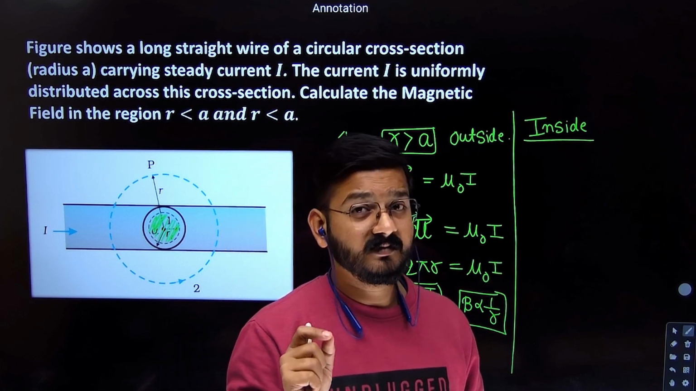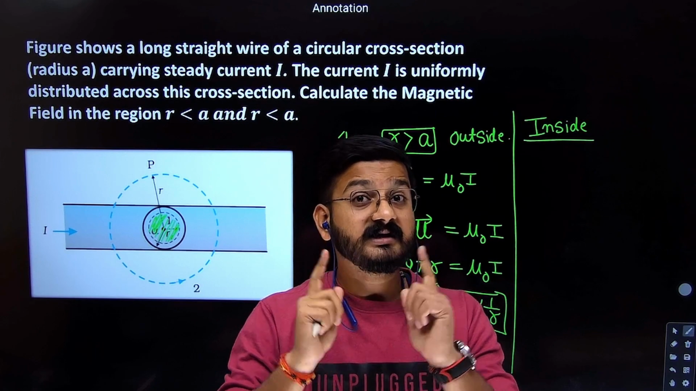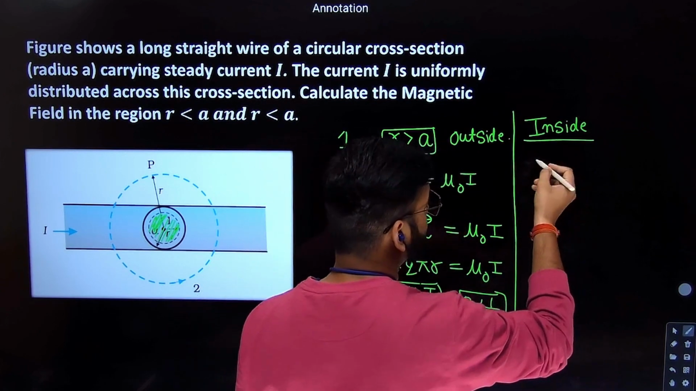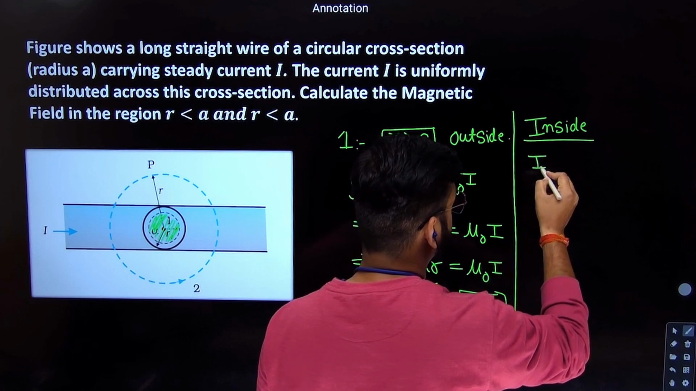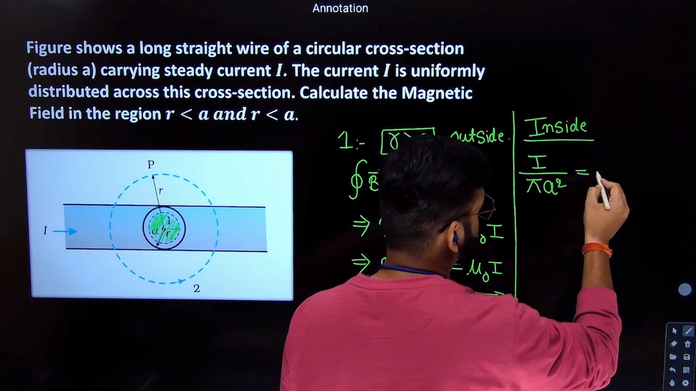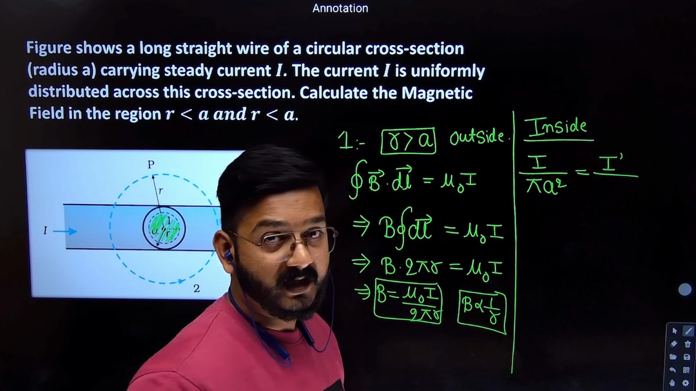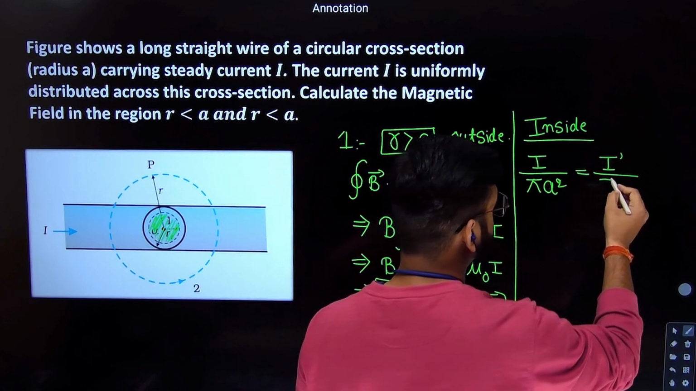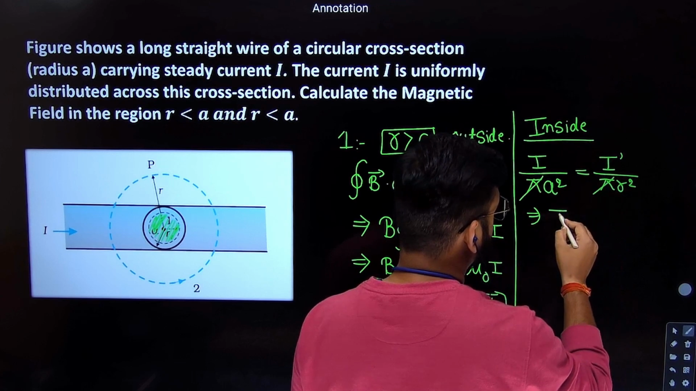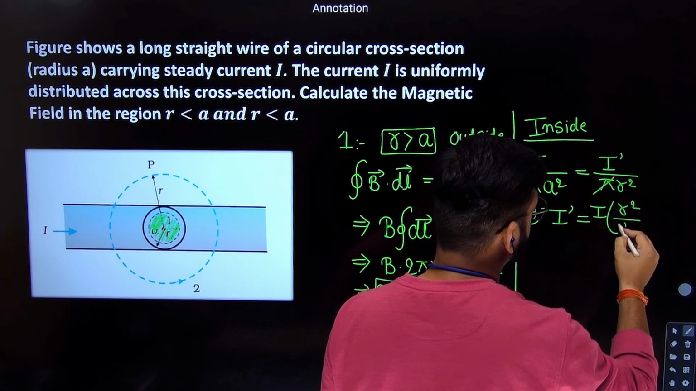What concept will we use here? The concept is: current will be different, but current density will be the same. So if I find the current density for the current carrying wire, it will be current divided by area. What is the area? Pi a square. And the current, let's assume that current flowing through the inner Amperian loop is I dash. Its area will be pi r square. So I dash will be equal to, pi we can cancel, I dash will be equal to I into r square by a square.